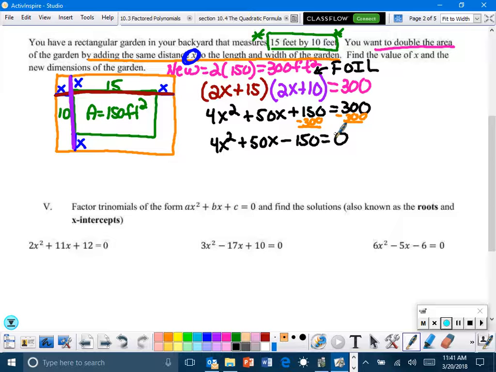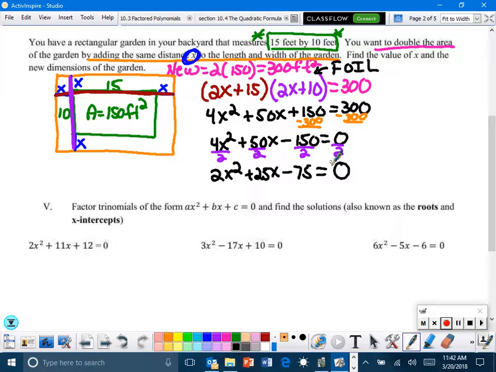To make the problem a little bit easier, I would like to make my numbers a little bit smaller. Now this doesn't always work, but in this case you will notice that the 4, the 50, and the 150 can all be divided by the same number, and that would be the number 2. So again, I'm doing this to make my numbers a little bit smaller and a little bit easier to work with. So I'm going to divide everything by 2. And so my equation now is 2x squared plus 25x minus 75 equals 0.